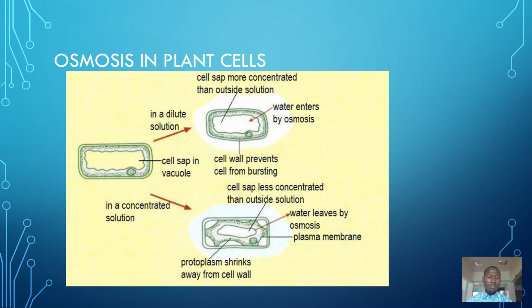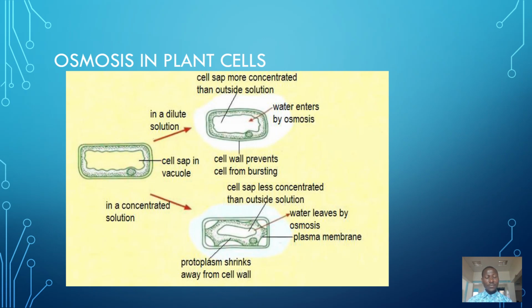Then osmosis in plant cells. Unlike animal cells, plant cells do not burst because they are surrounded by a rigid cell wall. So if you get a plant cell and place it in a dilute solution, the plant cell is going to absorb water by osmosis. Its vacuole and the cytoplasm will expand and exert pressure onto the cell wall, a pressure known as turgor pressure. And then the cell becomes turgid, a process known as turgidity as a result of absorption of water by osmosis.